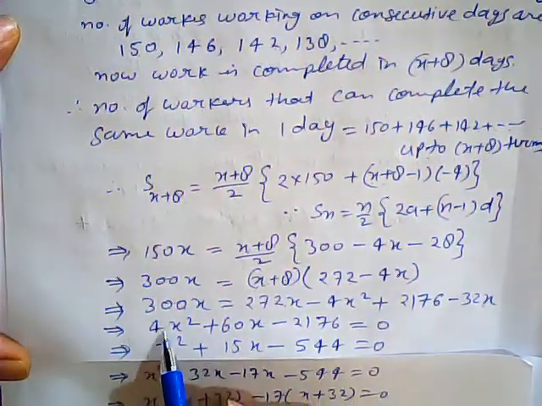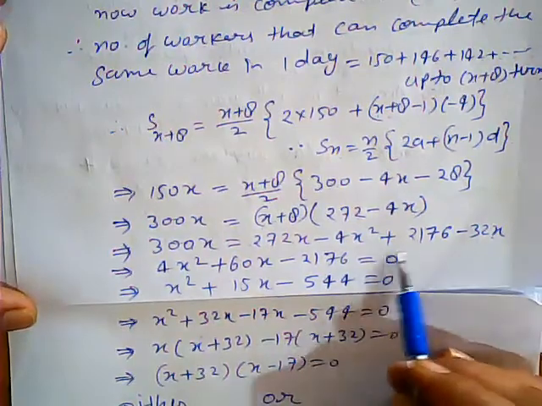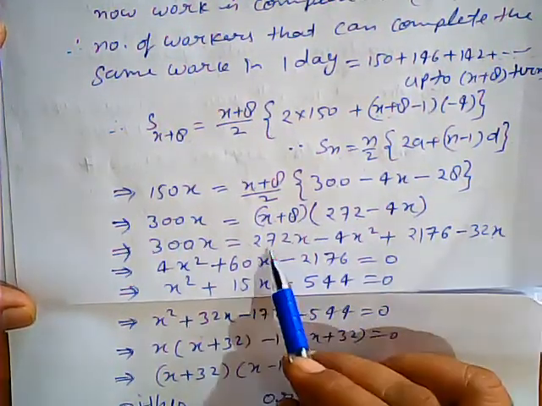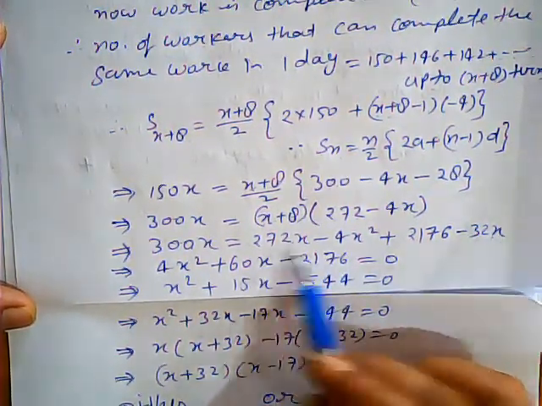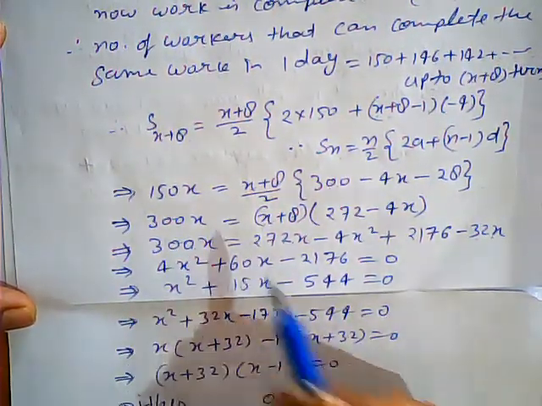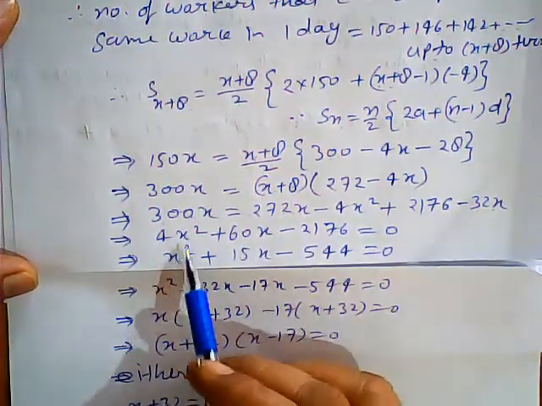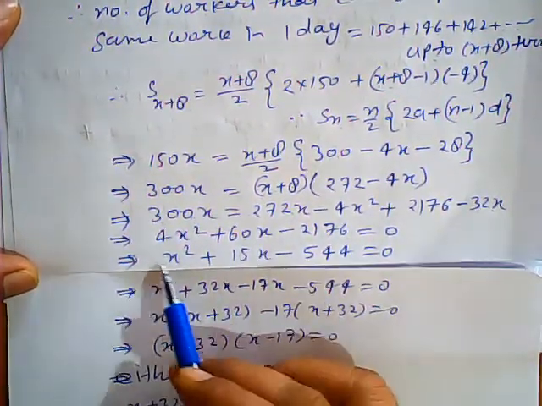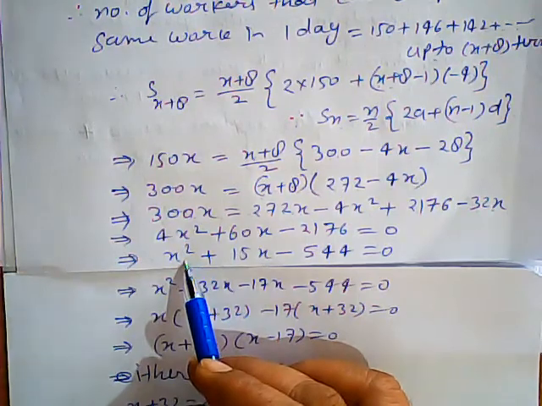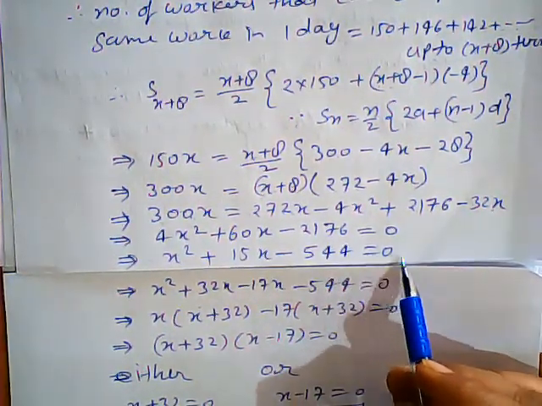This 4x square plus here is 272x minus 32x, 240x. When 240x is transposed to the left side, 300x minus 240x will give you 60x minus 2176 equal to 0. Now this equation can be divided by 4. So it will give you x square plus 15x minus 544 equal to 0.